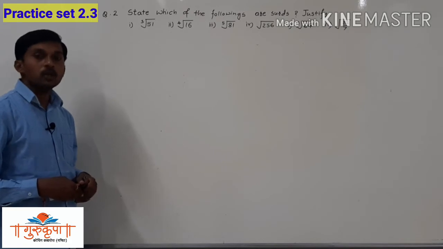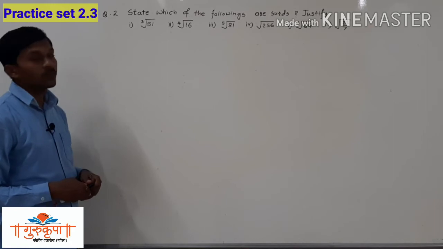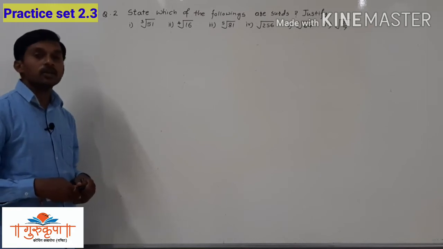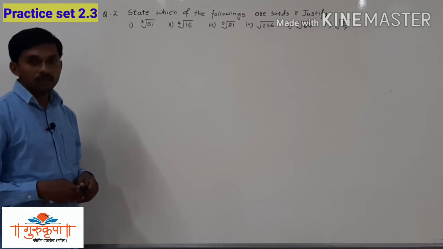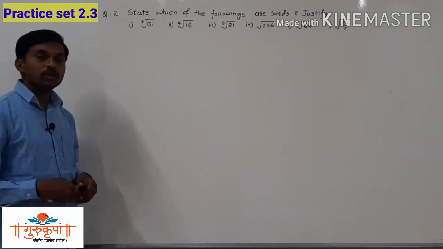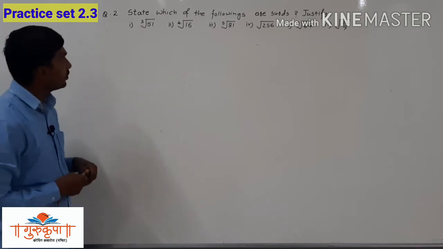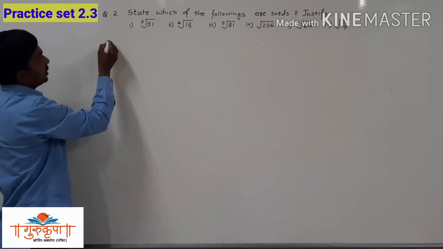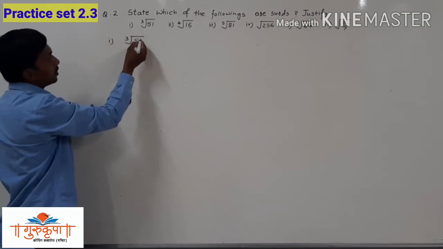And if it is not a surd, then also we have to justify why it is not a surd. Justify means we have to explain, we have to write the reason why it is a surd or it is not a surd. So, we have the first example, that is cube root of 51. Here we will write the first example, that is cube root of 51.